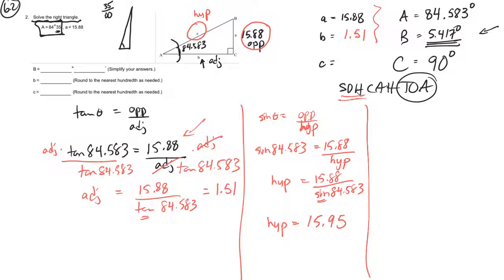Now, it might not be a bad idea to check, because you can do C squared equals A squared plus B squared, and you should come up with the same number. Let me just try it. A squared, so 15.88 squared plus B, what do I get for B? 1.51 squared. Let's see what that comes out to. 15.88 squared plus 1.51 squared, and then I have to take the square root of that.